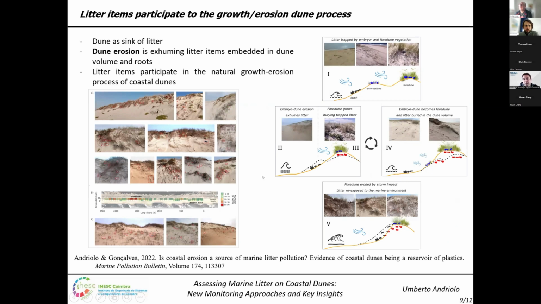This work has received quite good feedback. We also received emails from Italy saying that they are observing the same behavior. There is also a work from Turner, I think, from Perran Beach in England, that was published at the same time and describes almost the same behavior of litter.